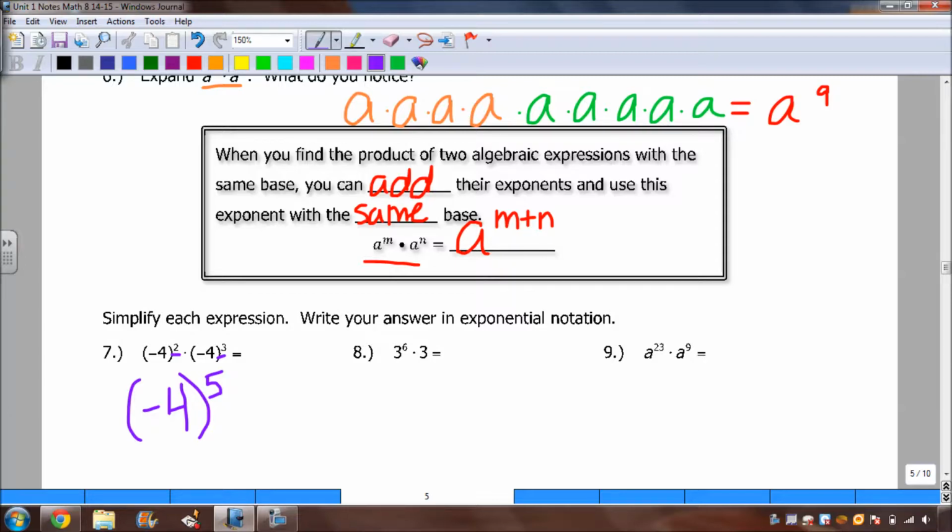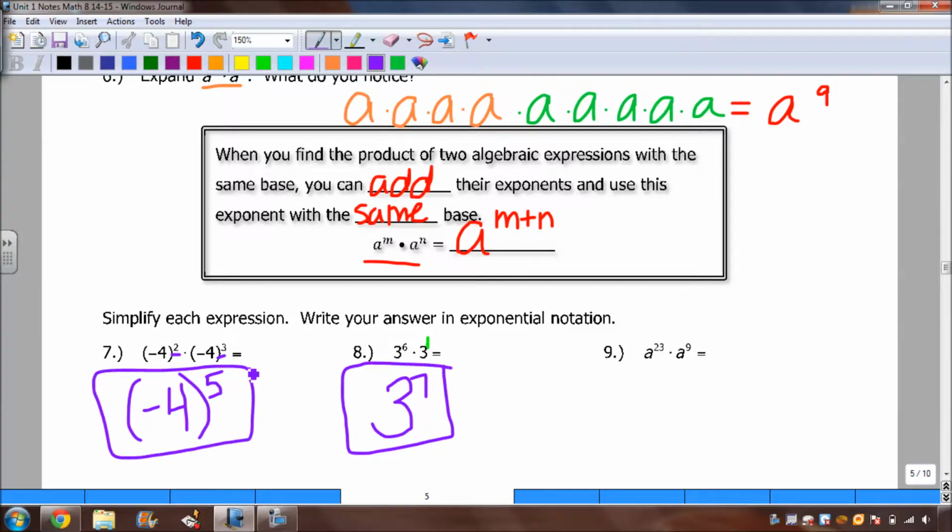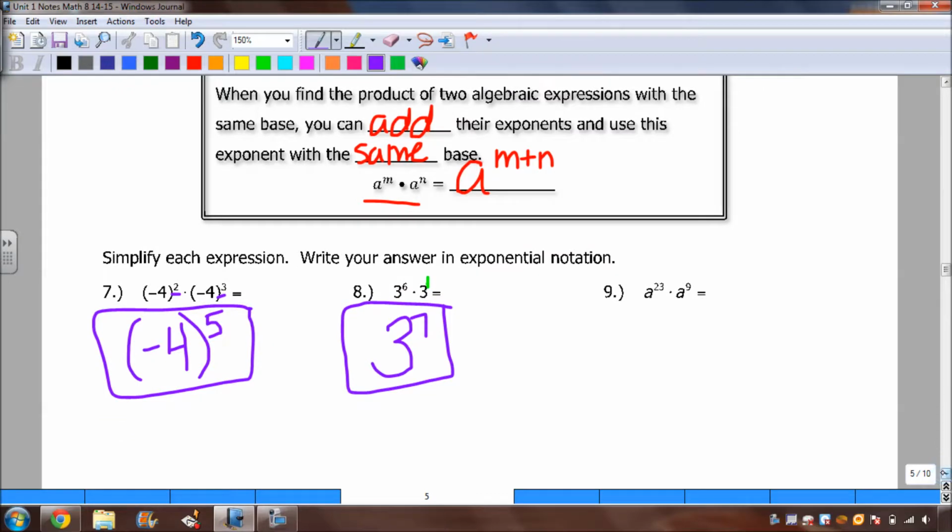Now in number 8, this is a little bit tricky because it has an invisible exponent on this 3, but the 3 is there one time, which means the invisible exponent is 3 to the first power. So my final answer for question number 8 is 3 to the 7th power. Okay? Try number 9, press pause, see what you get, and then compare with me.